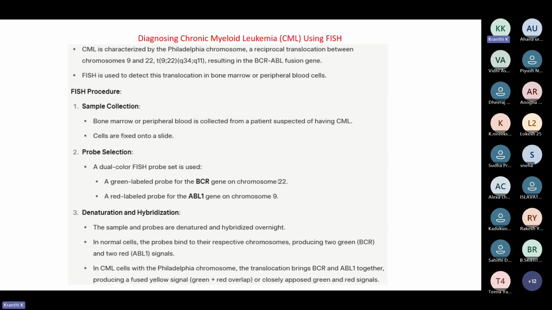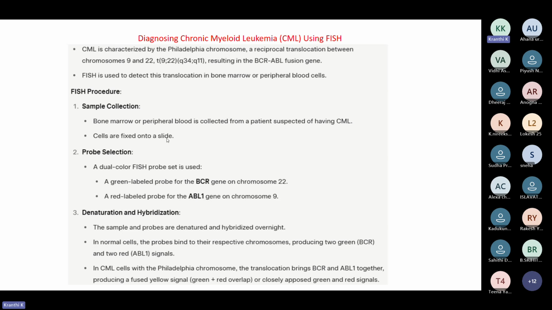Actually, BCR should be present on chromosome 22, and the ABL1 or ABL gene should be present on chromosome 9. But when translocation happens, the patient will get CML, chronic myeloid leukemia. So this is the problem, right? Then you have to find out whether this translocation happened or not.